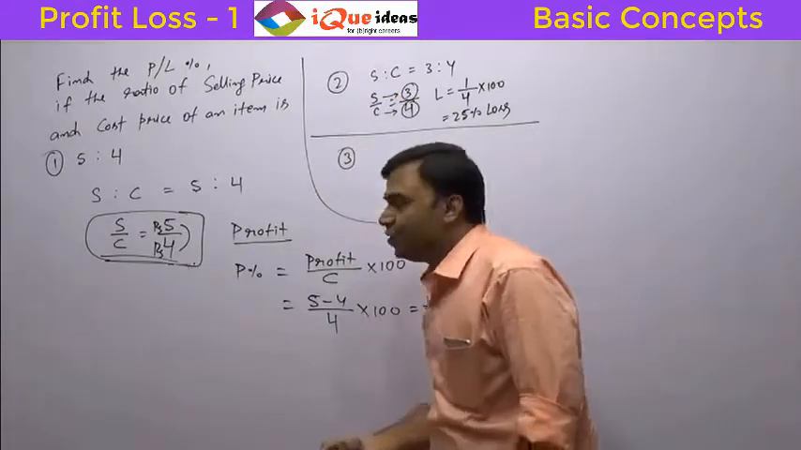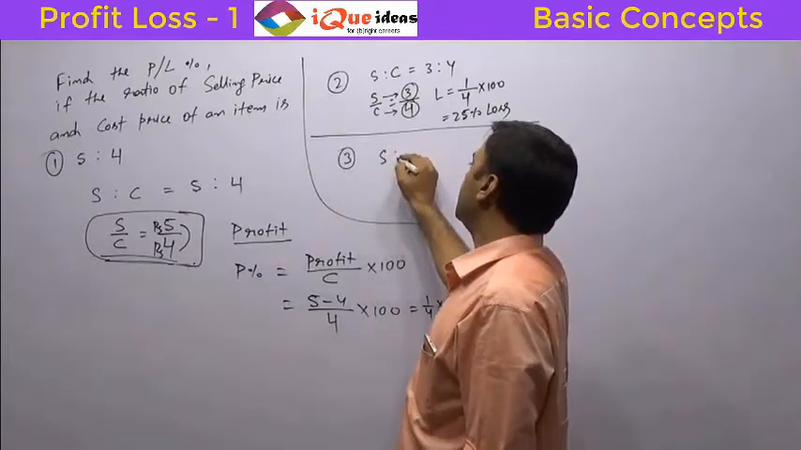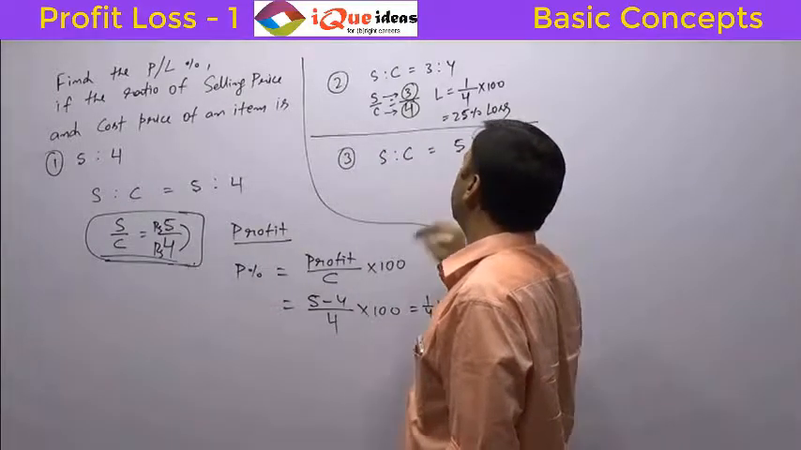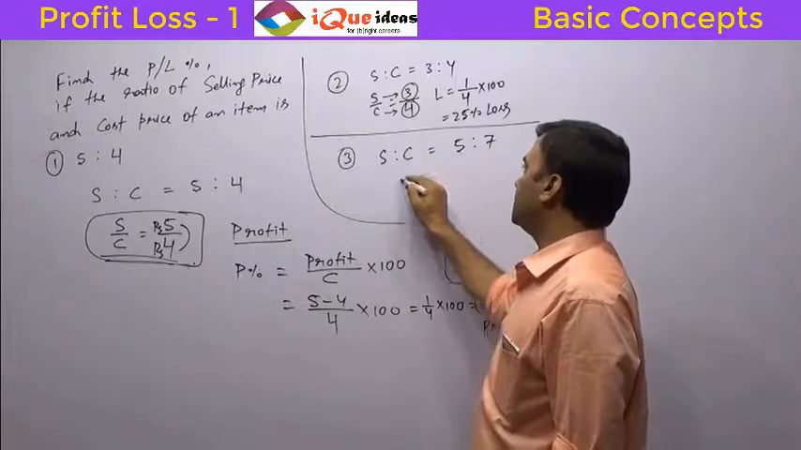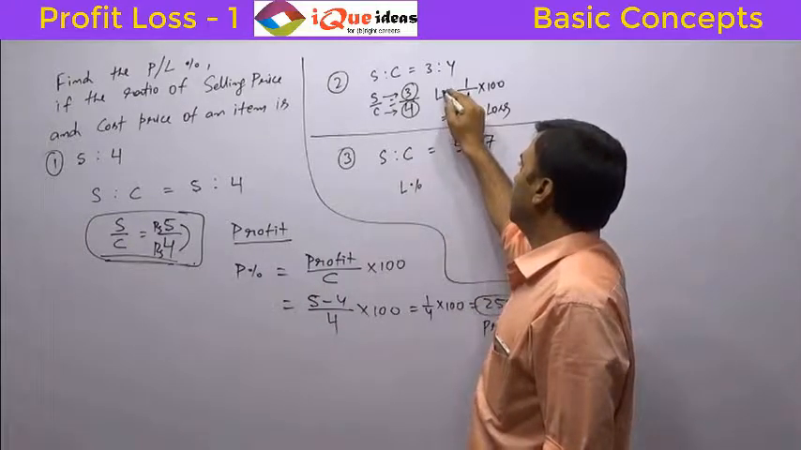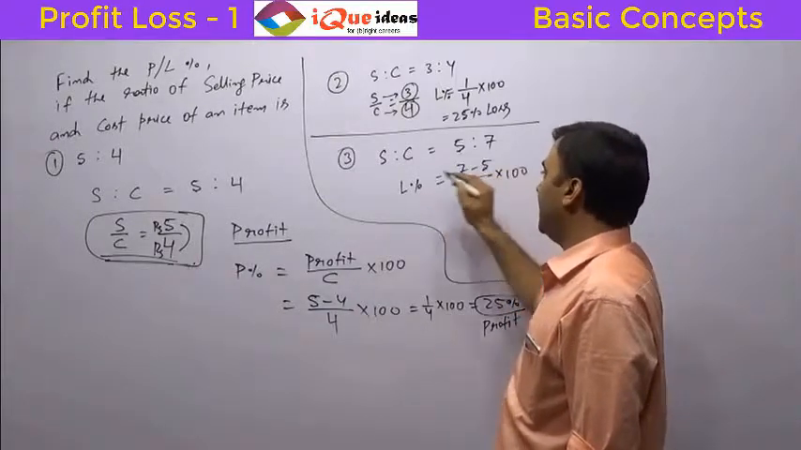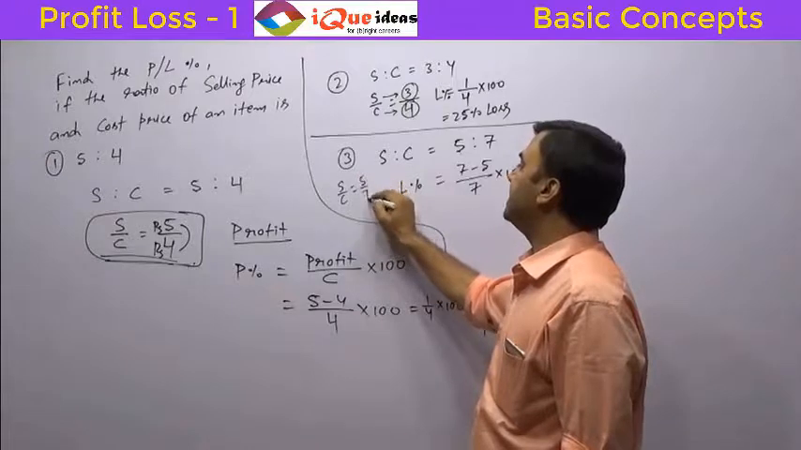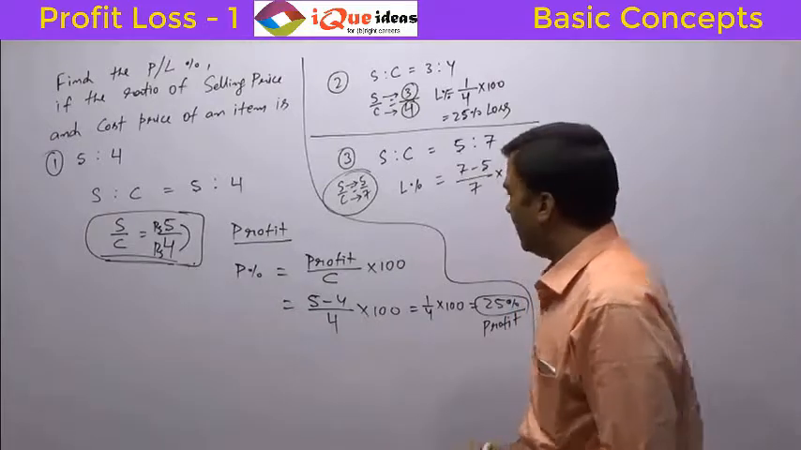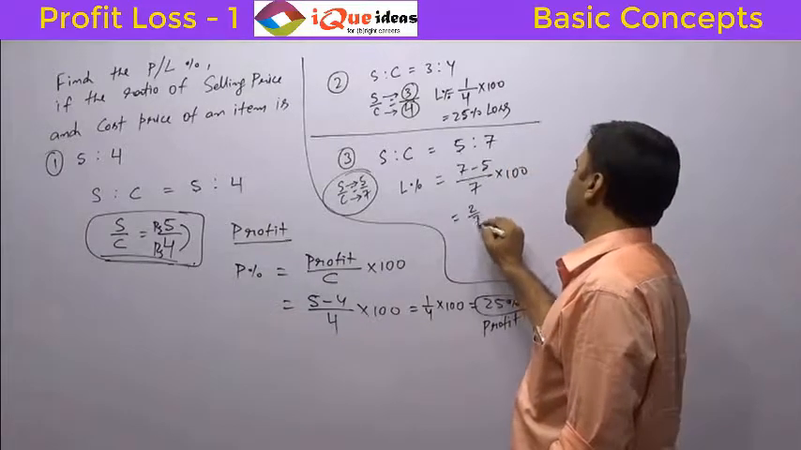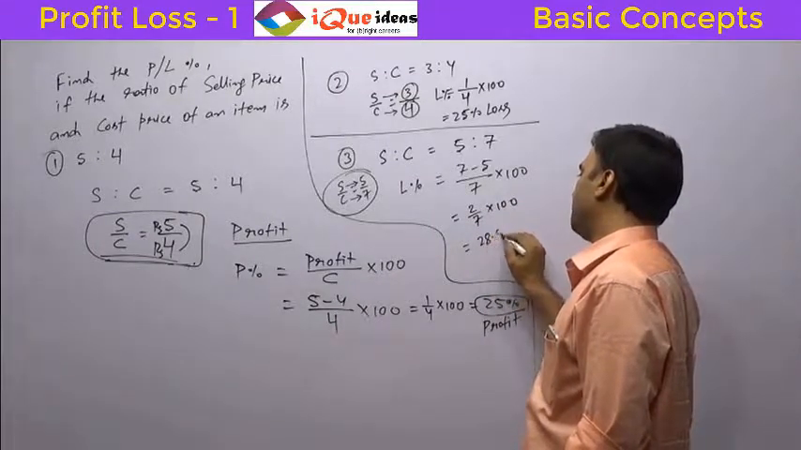You don't even have to assume x or variables in this case. You can directly use those values. If I say selling price to cost price is 5:7, is it a profit or a loss? As you can see, selling price is lesser, cost price is higher. So directly we can say that the loss percentage is equal to 7-5 divided by 7 into 100. Not to forget, your S/C is 5/7, so selling price value can be taken as 5, cost price value can be taken as 7. So it is straight away 2/7 into 100. 1/7 is 14.28, so 2/7 is 28.57%.